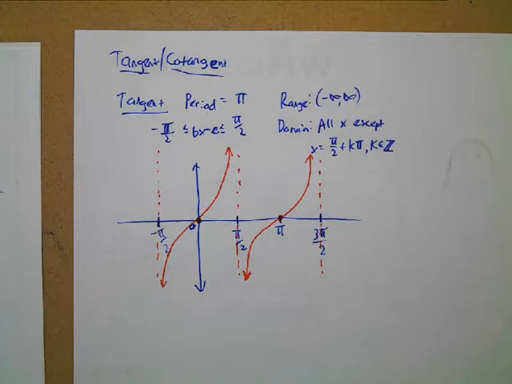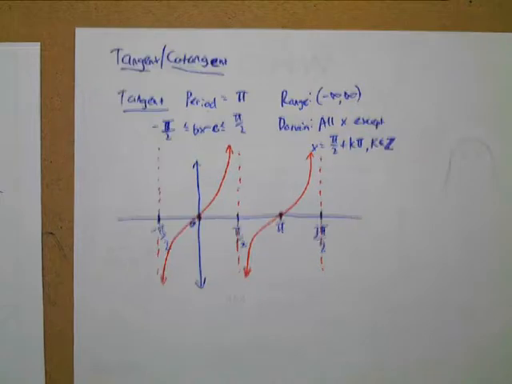So, in the interest of trying to give you as much time as I can to start homework and get your own practice in, I'll just present this last piece here. Okay, cotangent. Its period is also pi. Its range is also negative infinity to infinity. Okay. Here's the major difference.